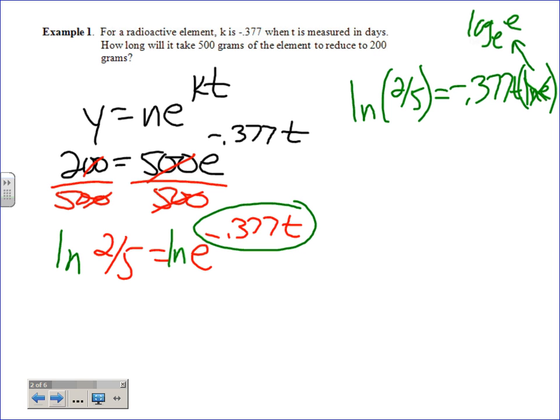Okay, so we've got this natural log of 2/5 over here. We got a negative 0.377t over there. We need to get t all by itself. So what are we going to do? Yeah, Rochelle said, let's divide by negative 0.377. And now you're probably very thankful for having calculators. Because again, yes, this done about 500 years ago would all have been done by hand. Now, when you type that into your calculator, make sure that you put parentheses around the 2/5 and then divide by the negative 0.377.